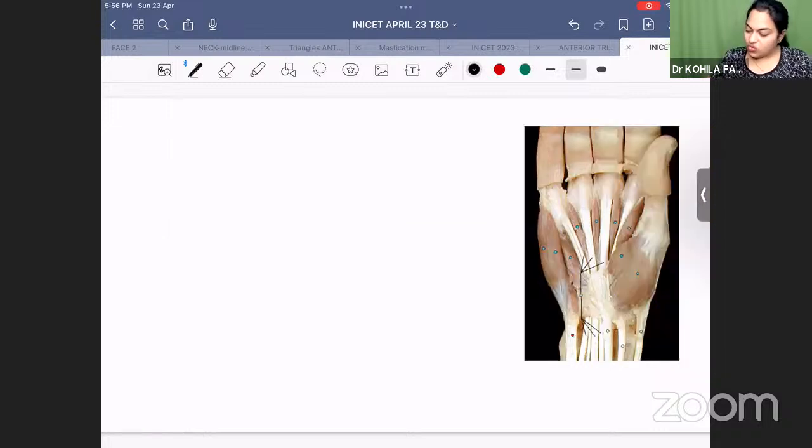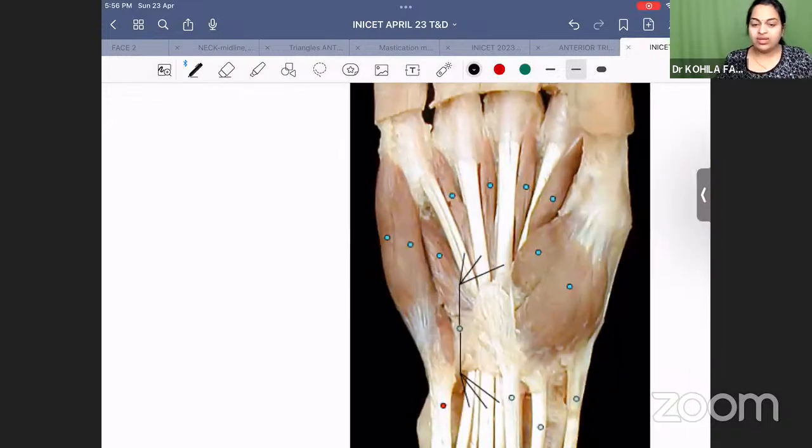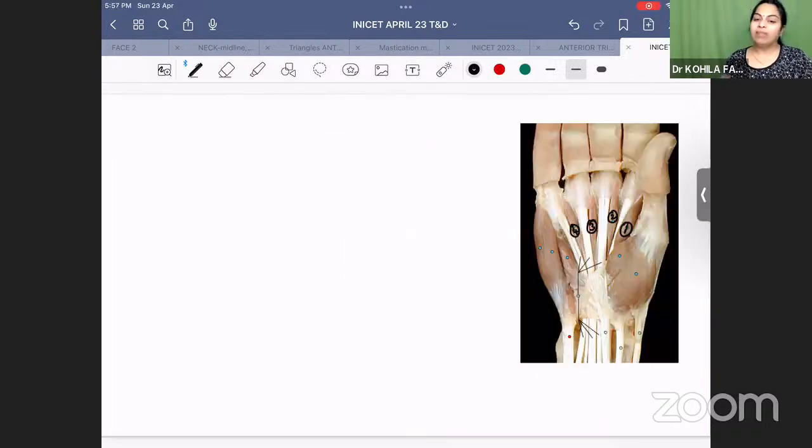So this picture is to show you the lumbricals. In previous years they have pointed out the lumbricals. You can make out the first lumbrical, the second, the third, and the fourth. Remember, first and second are unipennate, supplied by the median nerve. Third and fourth are bipennate, supplied by the ulnar nerve. And all of them insert into the extensor expansion.